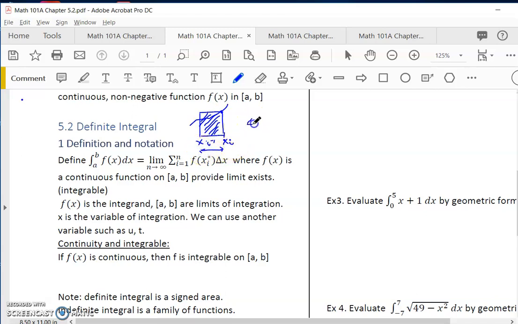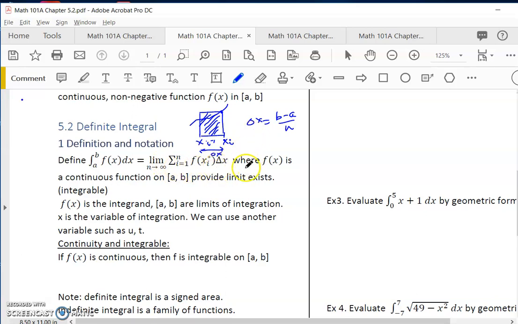This size is delta x. And what is delta x? Delta x is always b minus a over n, but overall, our n is approaching infinity. So this is the definition of a definite integral. It is a number. It represents an area, although the area might not be positive, it could be a negative number.